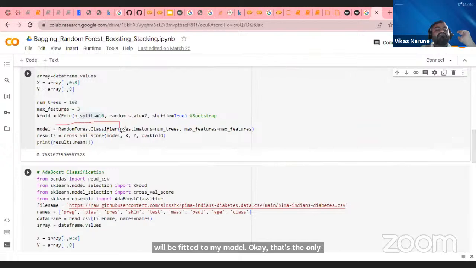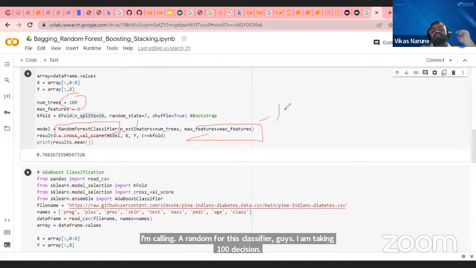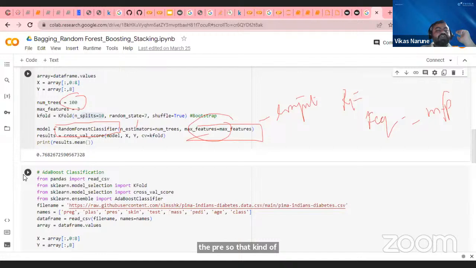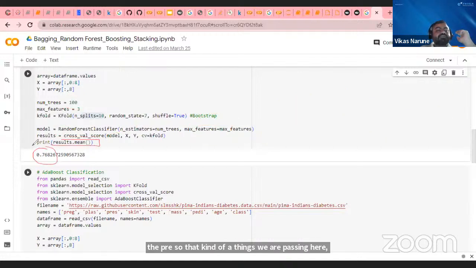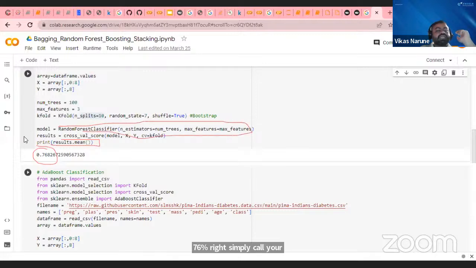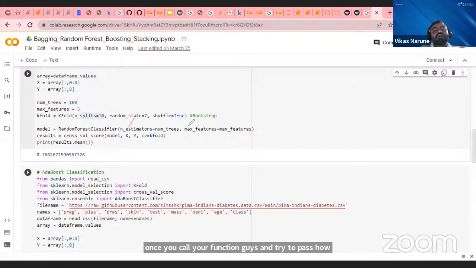Then I'm calling my random forest classifier, guys. I am taking 100 decision trees, same thing. Max feature means as per the feature importance. I told you that whenever we take the random forest, we try to find out internally what the feature importance is, and it will take the m out of the predictors, root p. So that kind of thing we are passing here: what max feature you have to take. Once we pass this, guys, now you check the score. 76%, right? Simply call your function and pass how many decision trees you want, how many max features you want, and what the estimator is. Estimator is decision tree. So you just feed your model X and Y, and check the score, guys. That's it. Your entire job will be done.